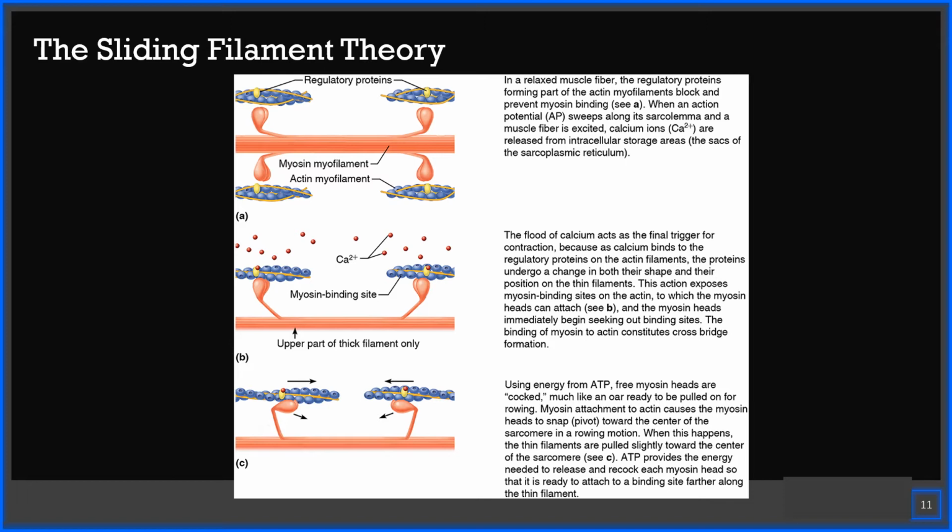So using ATP, free myosin heads are cocked, much like an oar ready to be pulled on for rowing, and myosin attachment to actin causes the myosin heads to snap or pivot towards the center of the sarcomere in a rowing motion. When this happens, the thin filaments are pulled slightly towards the center of the sarcomere, and ATP provides the energy needed to release and recock each myosin head so that it is ready to attach to a binding site farther along the filament.